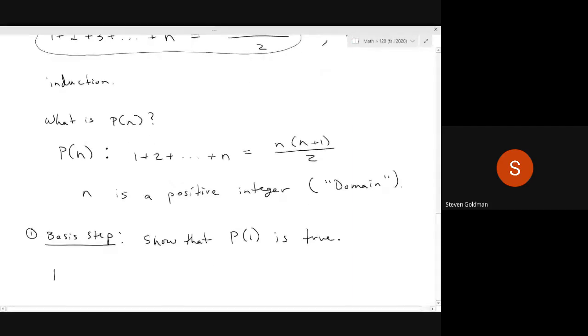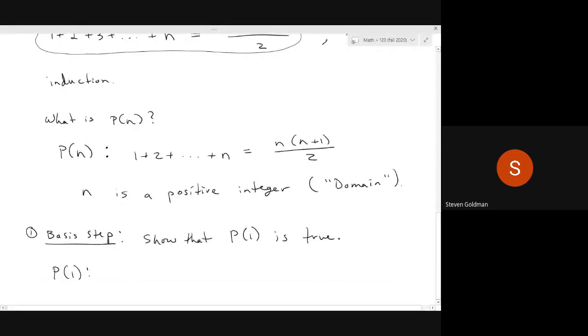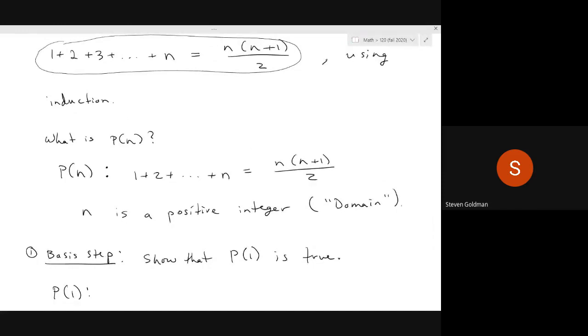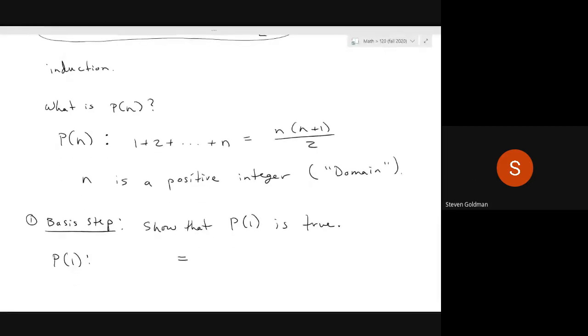So let's see, what is P of 1 going to be? If I'm plugging in 1 for n, the left-hand side of the equation is 1 plus 2 plus dot dot dot all the way up to n. If n is 1, what's on the left-hand side? Yeah, just 1. It's the sum of all the positive integers up to n, so if n is 1, all I have is 1.